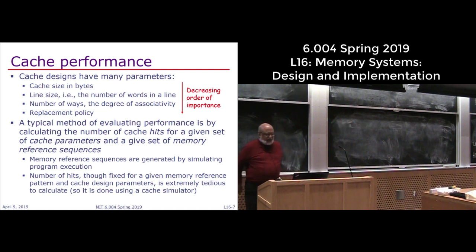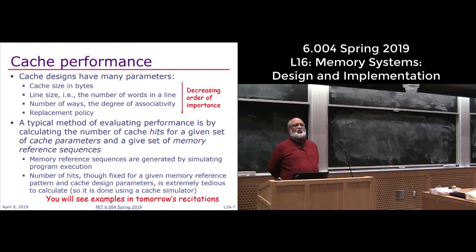And the number of hits, though fixed for a given memory reference pattern and parameters, is very tedious to calculate. Even for a moderately complex program, you will have to do a hand simulation of this. Tomorrow in the recitation we will show you some examples: if we have this memory reference pattern and these policies, for example a cache line size of 4 words, and even if it's a direct map cache, it'll take some effort to figure out how many hits and misses you're going to get.